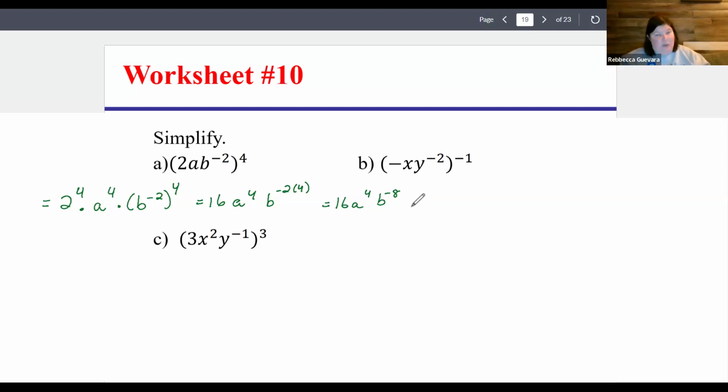And once again, because we don't like that negative, it's going to end up being 16. I'm going to write this under here: 16 a to the 4, b to the +8.